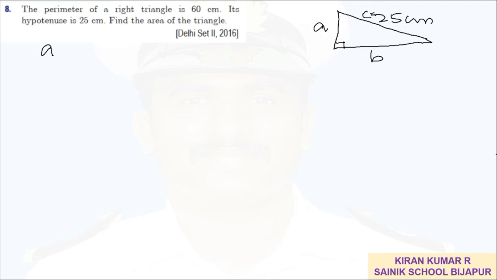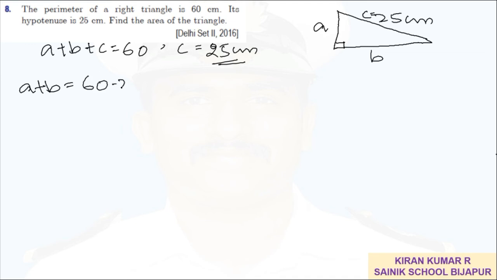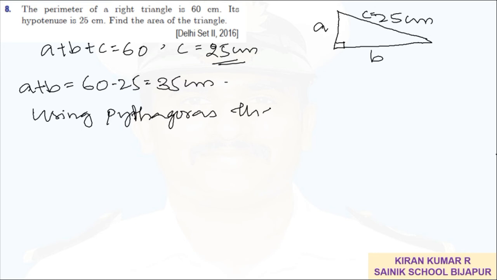They have given the perimeter, the sum of three sides is 60 centimeter and one of the sides is 25 centimeter, which is hypotenuse. Therefore, sum of the other two sides will be 60 minus 25, nothing but 35 centimeter. As per the Pythagoras theorem, we have a square plus b square equal to c square, which is 25 square.